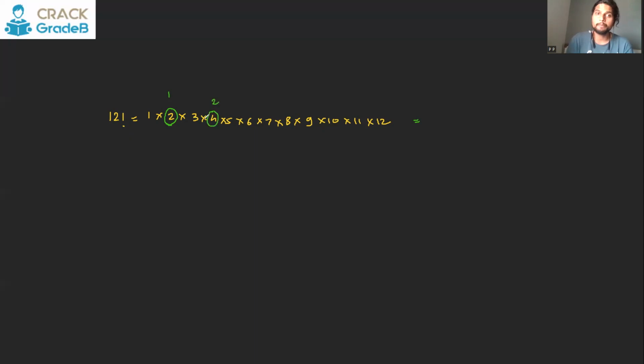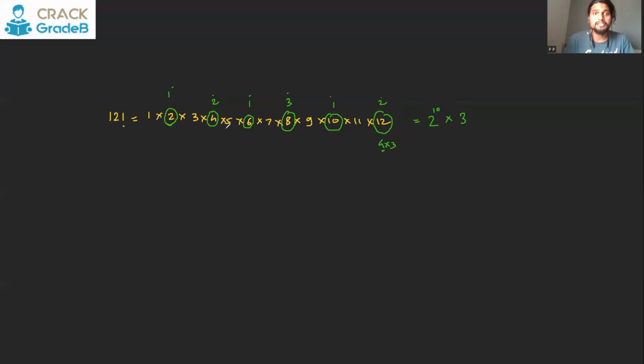4 will have 2 twos in it because 4 is 2 into 2. 6 will have 1 two in it because 6 is 2 into 3. 8 will have 3 twos in it because 8 is 2 into 2 into 2. 10 again will have only 1 two in it because 10 is 5 into 2. And 12 will have 2 twos in it because 12 is 4 into 3, so 4 will have 2 twos. And that's why when you write the prime factorized form of this number, in the power of 2 there will be 1 plus 2, 3, 4, 5, 6, 7, 8, 9, 10. There will be a total of 10 twos when you write the prime factorized form.